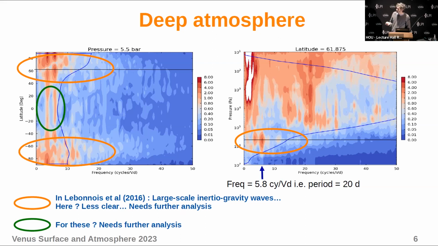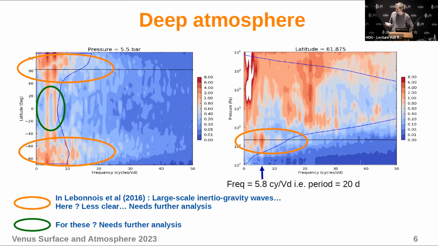But you have a component here in these simulations that we didn't see, in fact, in the 2016 paper, which is at the same frequencies, quite low, and at the low latitudes. The dominant frequency here is around 20 days, Earth days. And in our work in 2016, we discussed these waves as large-scale inertial gravity waves.